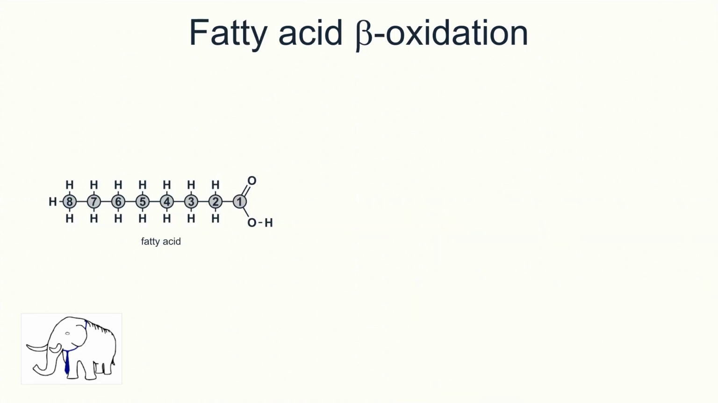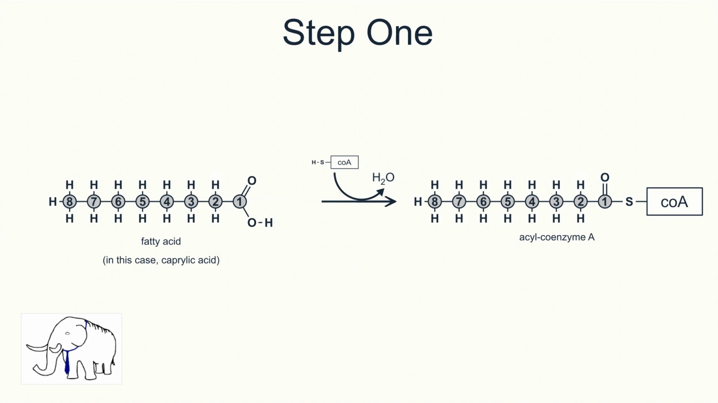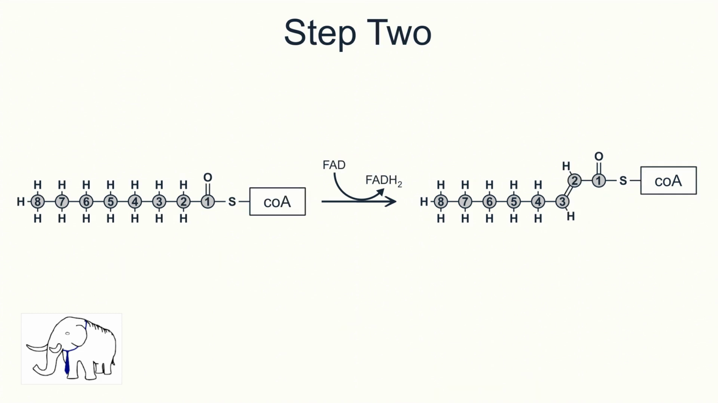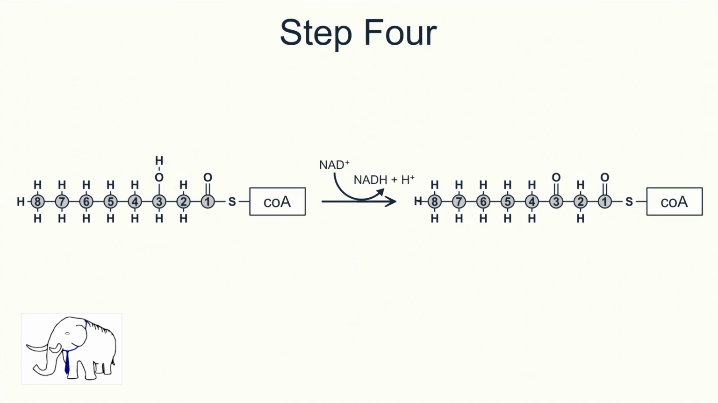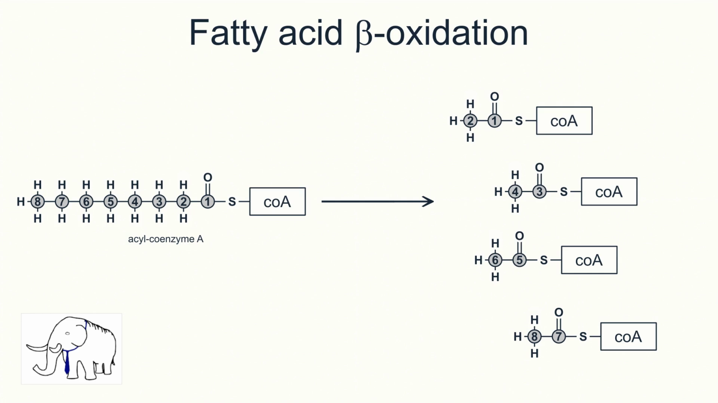Start with a fatty acid, in this case caprylic acid, stick it onto the end of coenzyme A, and call that acetyl-CoA. No, call that acyl-CoA. Oh. That sure looks like acetyl-CoA, though. It's just a little bit longer. Beta oxidation is going to chop the acyl-CoA into several molecules of acetyl-CoA.